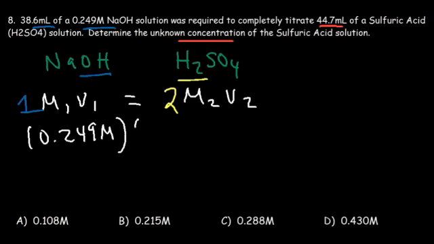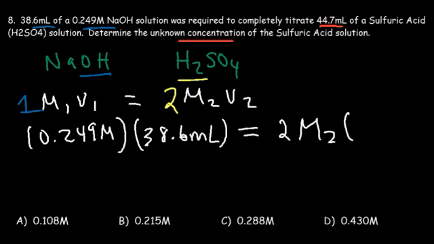And the volume is 38.6 milliliters. The volume could be in milliliters or liters, but they simply have to match. If V1 is in milliliters, V2 has to be in milliliters. If V1 is in liters, V2 has to be in liters. Now we're looking for the second molarity. That's the unknown concentration of sulfuric acid. V2 is 44.7 milliliters.